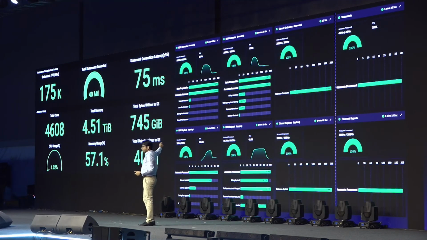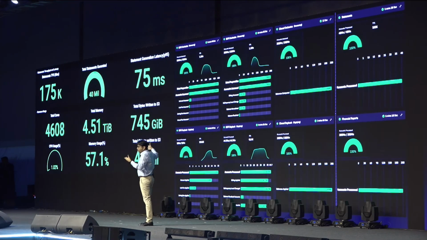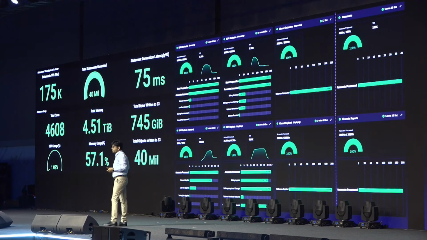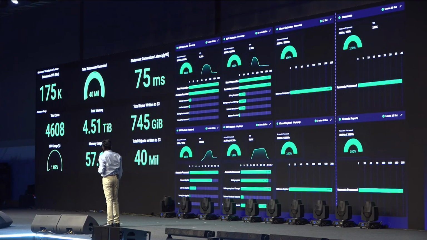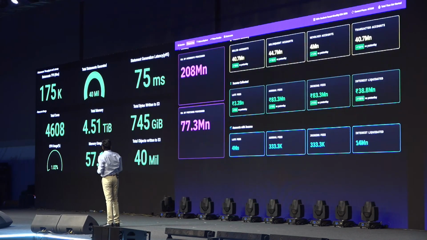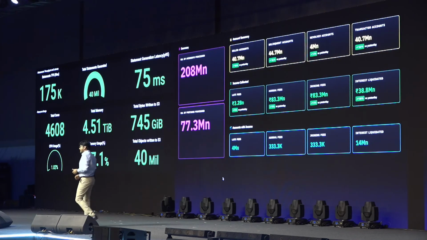I'll take you to a few other artifacts that show what has happened here. Can you just go back to the overview? The summary, sorry. Go to the summary. Yeah, switching. This is what has happened, right?